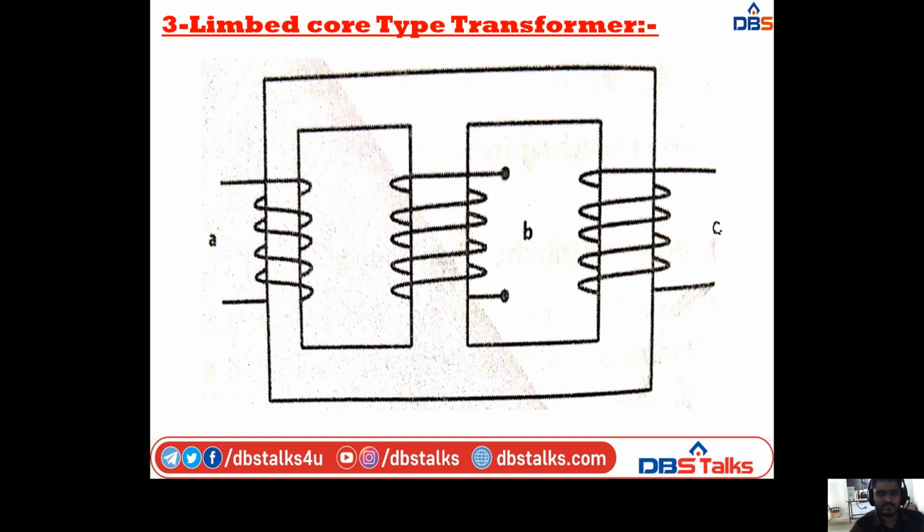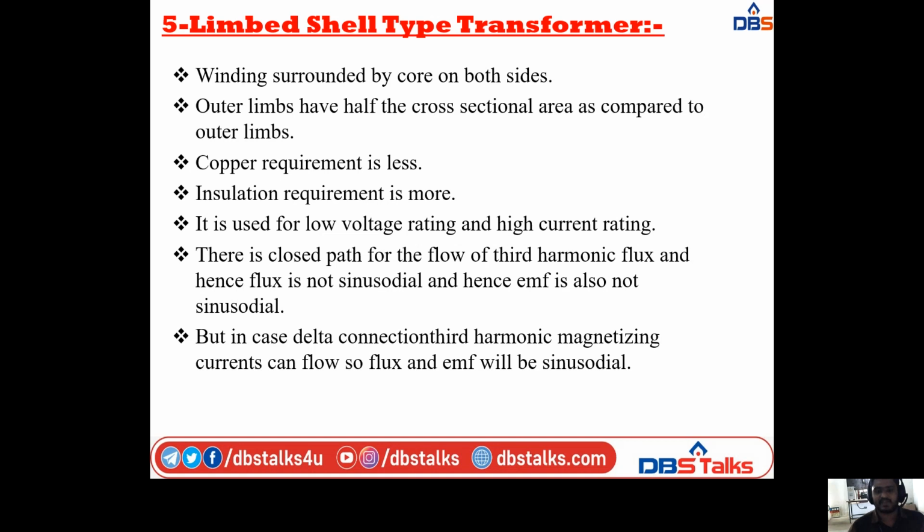Coming to the five-limbed shell-type transformer. In the five-limbed shell-type transformer, the winding is surrounded by core on both sides. Here, the outer limbs have half the cross-sectional area as compared to the inner limbs, and in this one copper requirement is less.